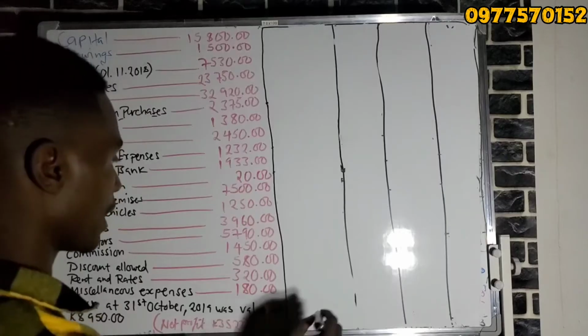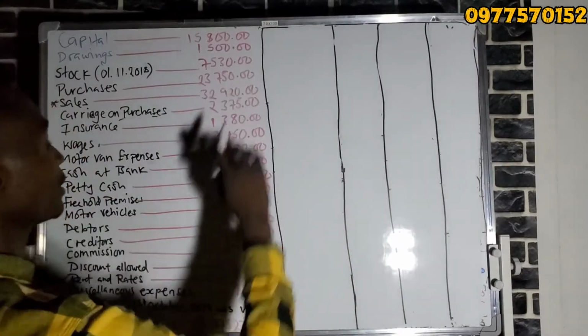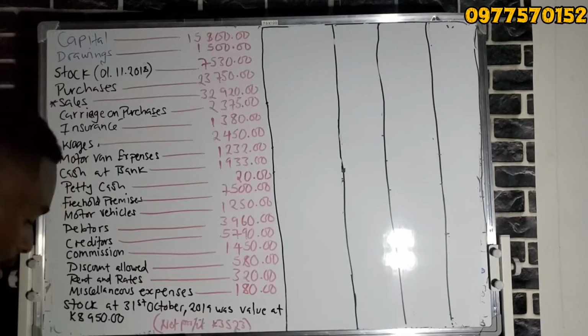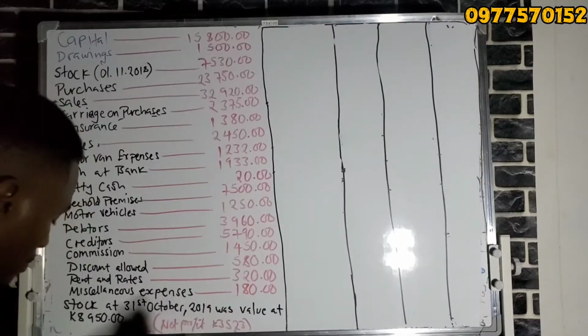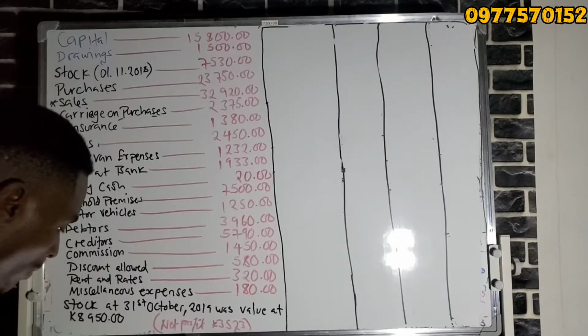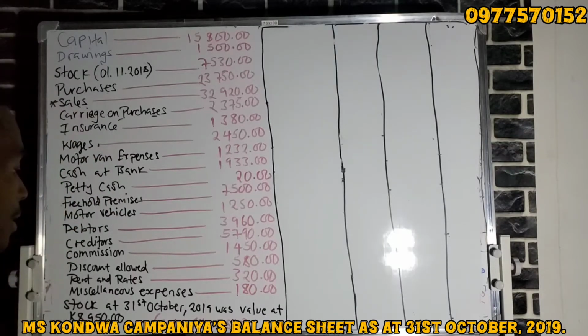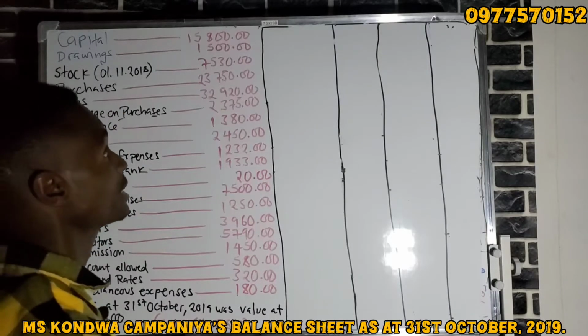Okay. So now, the balance sheet, remember to write the title. The title is the name of the person. This person is Miss Kondwa Chapania. So this one will be Miss Kondwa Chapania's balance sheet as at 31st October 2019. So that is the title.